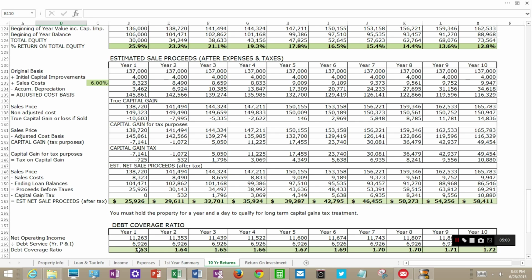Also included is a debt coverage ratio, which is important to know. It should be greater than 1.